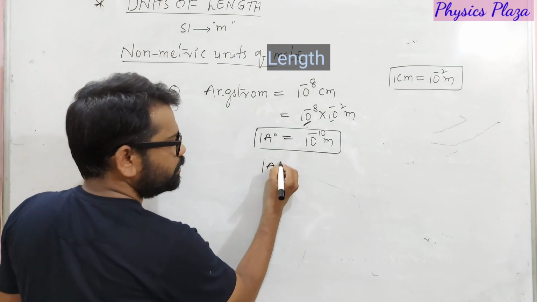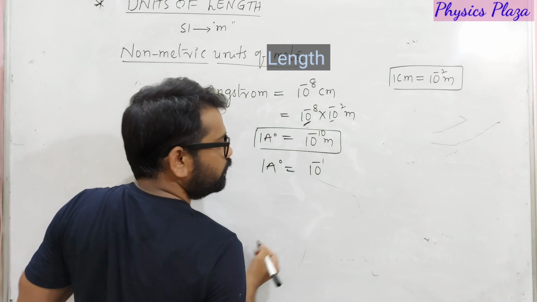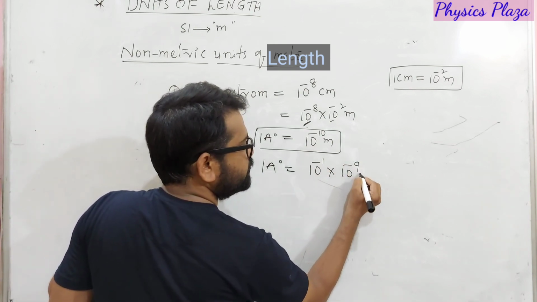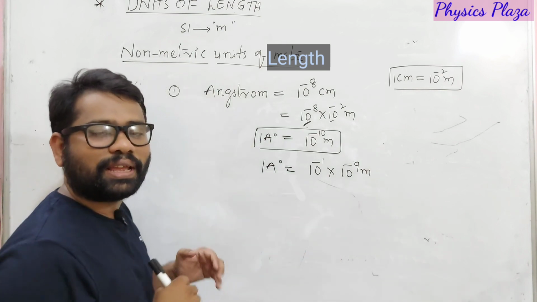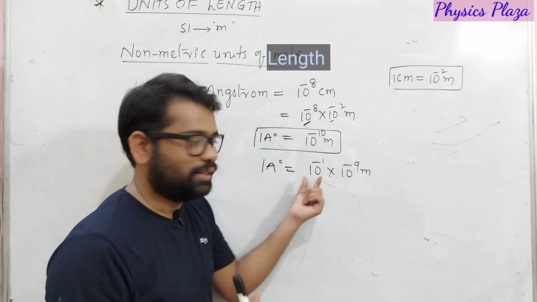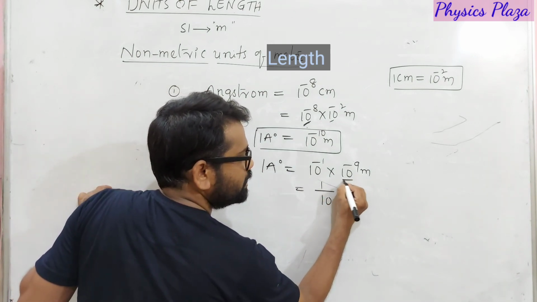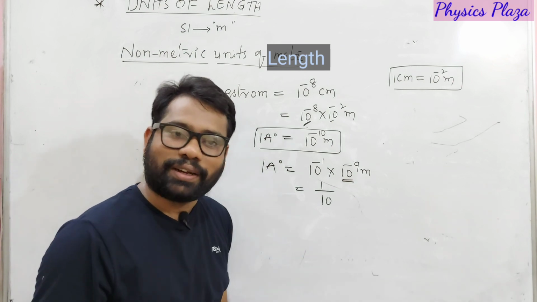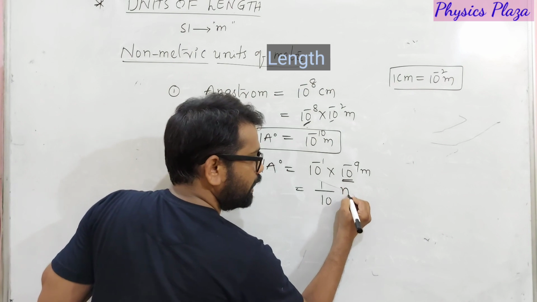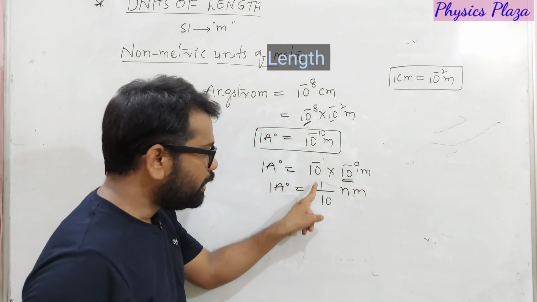Children, here 1 angstrom is equal to 10 power minus 1 into 10 to the power of minus 9 meters. Of course, we can write that. But this 10 power minus 1 can be written as 1 by 10. But 10 power minus 9 is what? It's a prefix which we learned already. So 10 power minus 9 is nano. So this we can write as nanometer. So here 1 angstrom is equal to 1 by 10 nanometer.